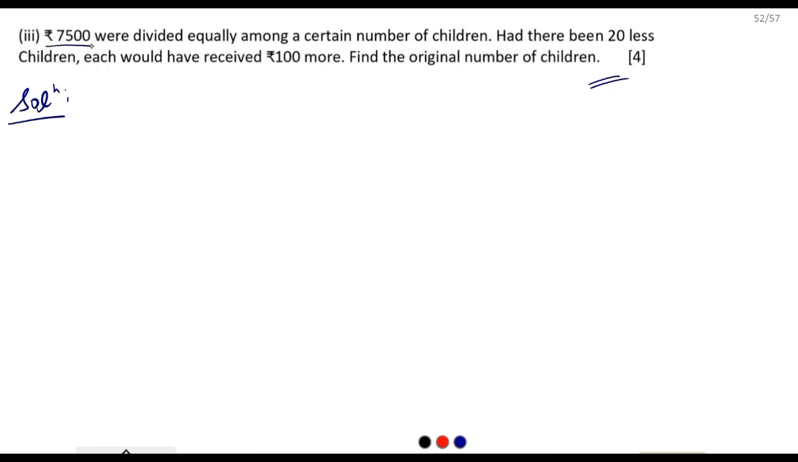Rupees 7,500 were divided equally among a certain number of children. Had there been 20 less children, each would have received rupees 100 more. Find the original number of children. First step, whatever we have to find out, we let it be x. Let the original number of children be x.